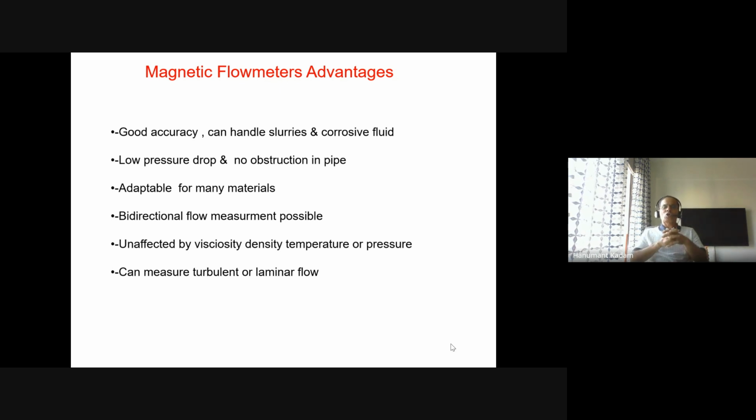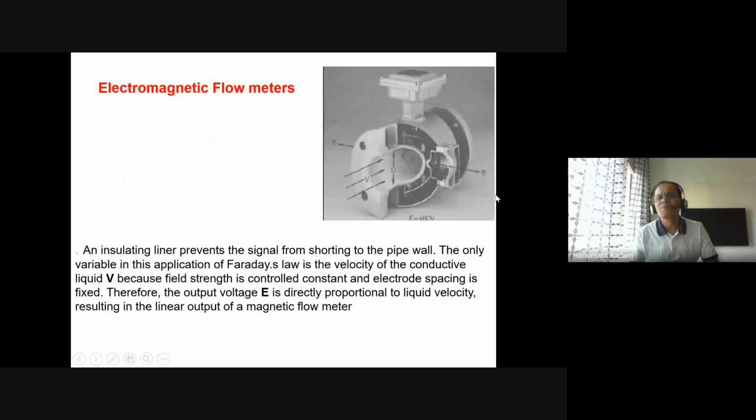So low pressure drop, as there is no obstacle in the pipe, so pressure drop is nil. No obstruction in the pipe, as you have seen in the construction also. You can see straight away the path is there. Only, this electrode is not coming out also. It is in line with the liner. So the entire portion is very clear, and as a liner is there, there is no chance of choking also. It will not stop the flow.